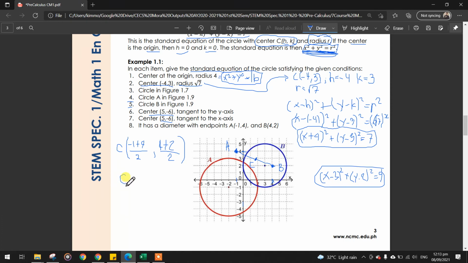So this is -1 plus 4 is equal to 3, right? 3 divided by 2 is 3/2, or that is 1.5. That is our x. Then our y is 4 plus 2 is 6, divided by 2, that is equal to 3.